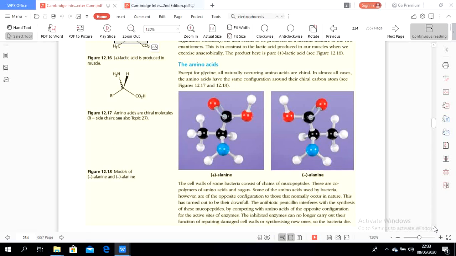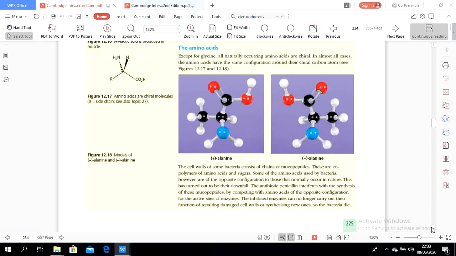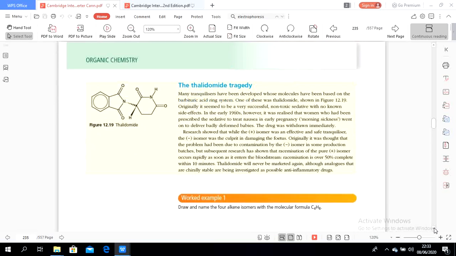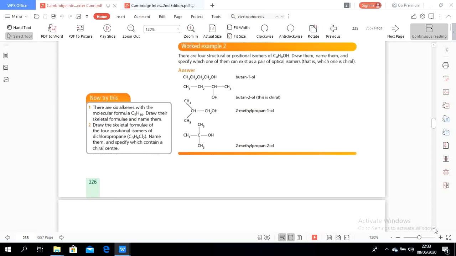Also, the amino acid alanine contains a chiral center. This is the central carbon atom. This is one group, this is the second group, this is the third atom, and this is the fourth group of atoms. So this is the chiral center.